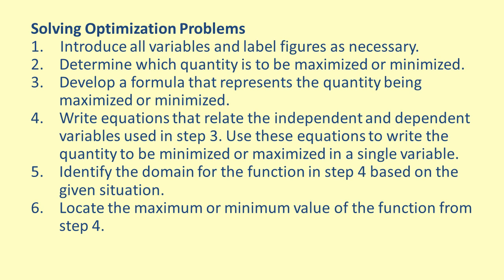Using the same independent and dependent variables used to write the formula, we want to write equations so that we can write the quantity being maximized or minimized using a single variable. Next, we have to identify the domain of the function, keeping in mind that it also has to apply to the situation at hand. Finally, we locate the maximum or minimum value of the function we came up with. Note that this usually involves finding critical points or evaluating the function at endpoints.